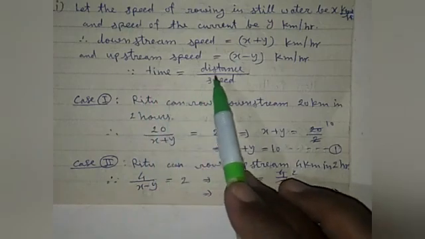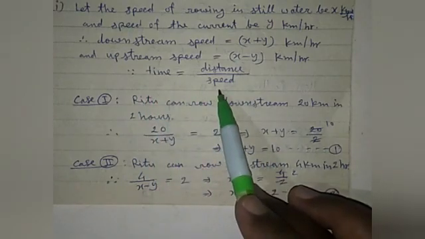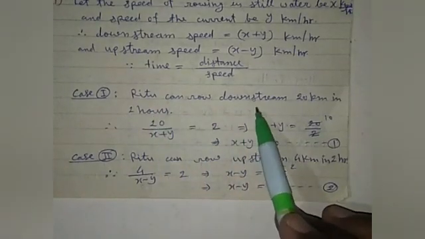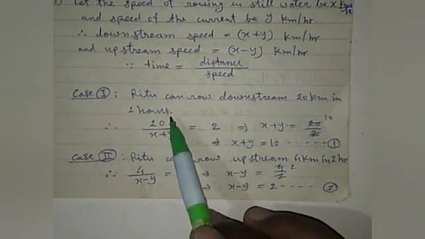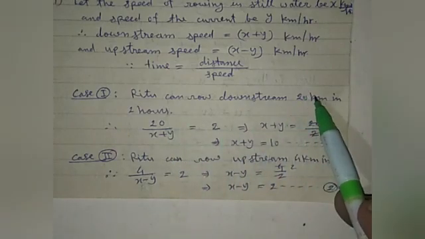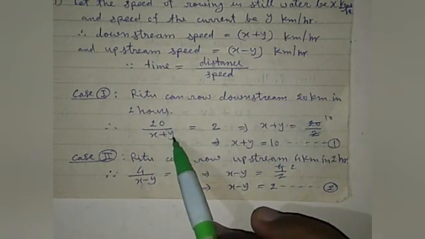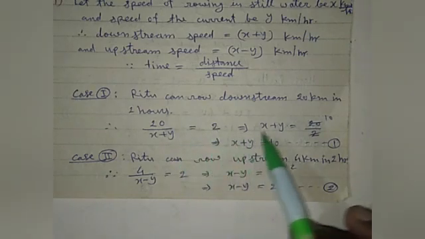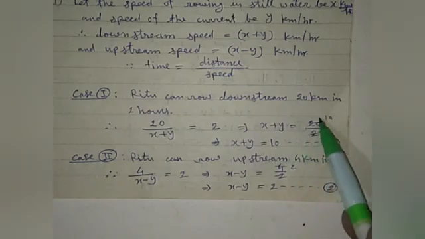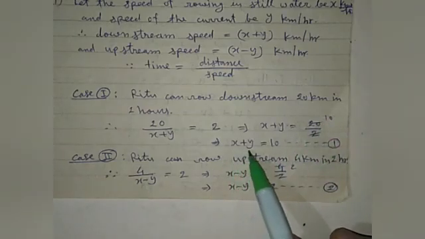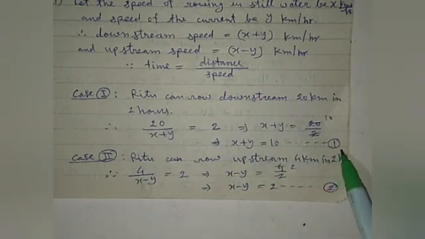Since time equals distance upon speed, in case 1, Ritu can row downstream 20 km in 2 hours. Means here distance is 20 km and speed is x plus y, so it is equal to 2 hours. So here x plus y equals 20 divided by 2, which is equal to 10. Hence x plus y equals 10 is equation number 1.